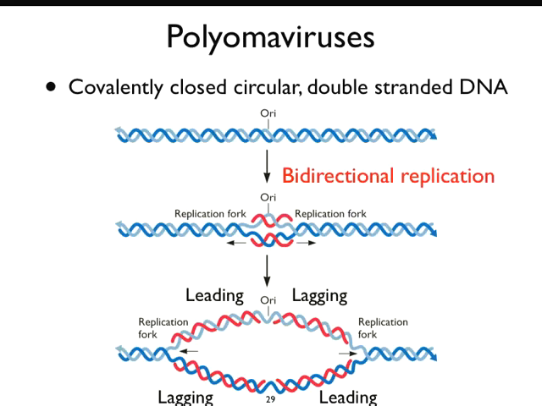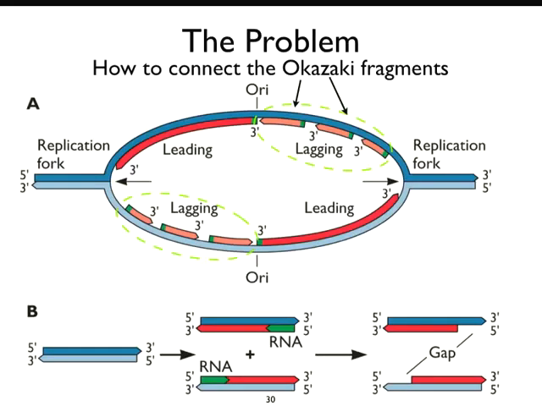Okay, so back to replication. All right, we now know that it's bidirectional. We know that it starts at a unique origin. And now we have the problem of leading and lagging strands. That is, remember, DNA synthesis only occurs in one direction, 5' to 3'. So if you start with your leading strand and you replicate here continuously, how do you replicate this part of the replication fork? And that's the issue.